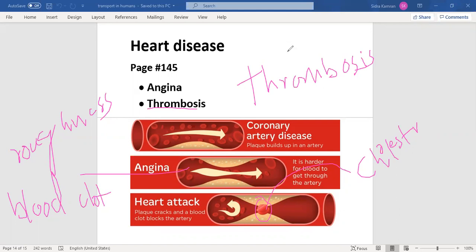This is all about today's topic. You have to complete the question answers of these two topics, the pumping cycle and the heart disease. Questions are on page number 145.